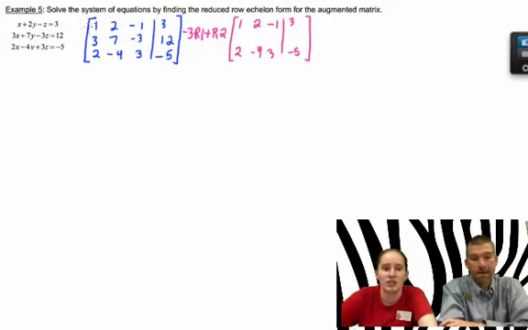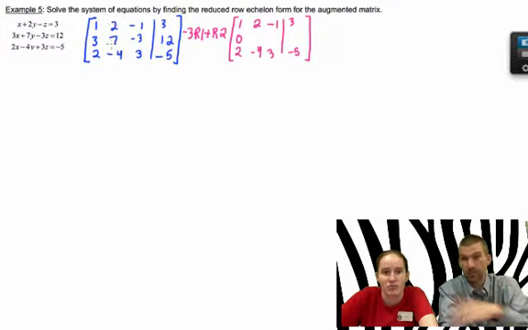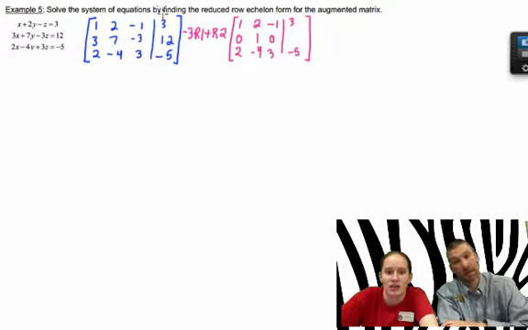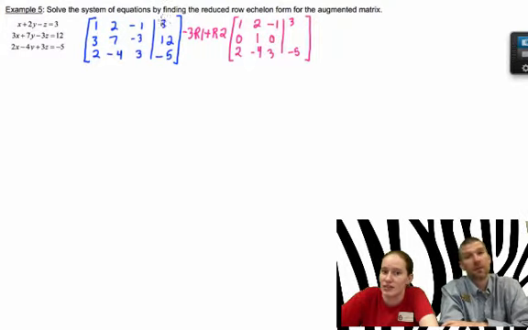So we're going to do negative 3 times 1 plus 3. That gives us 0. Negative 3 times 2, negative 6, plus 7. Negative 6 plus 7 is 1. Negative 3 times negative 1 is positive 3 plus a negative 3, 0. Negative 3 times 3 is negative 9 plus 12, 3.